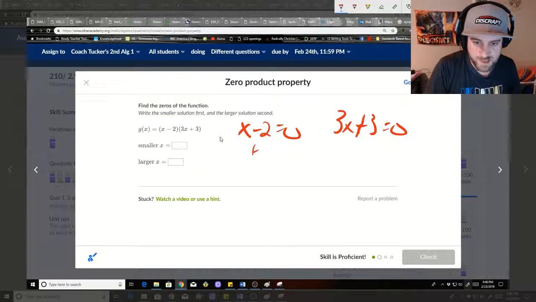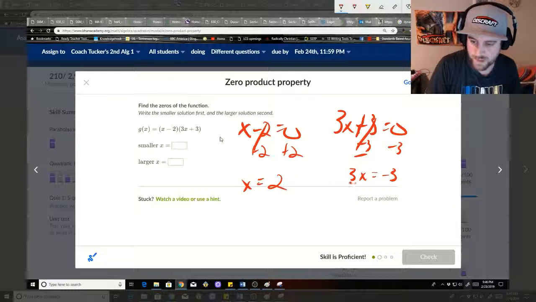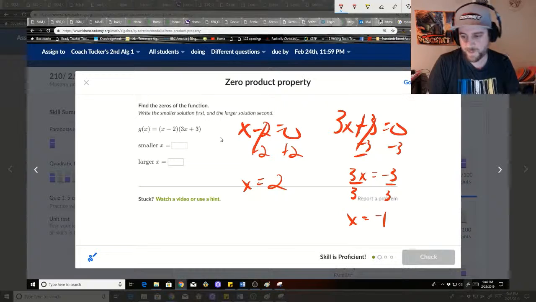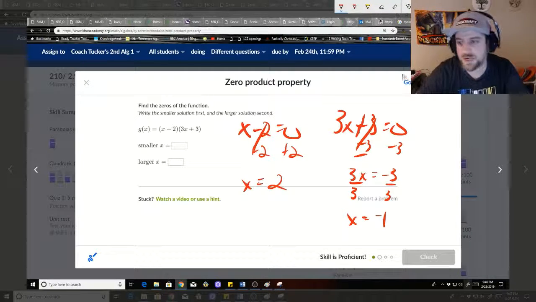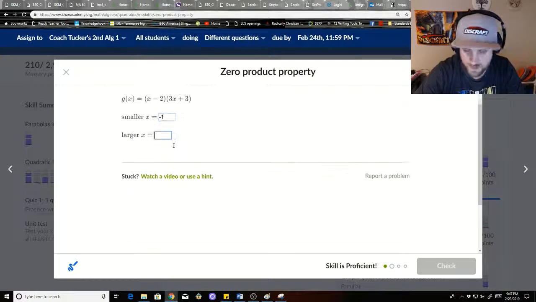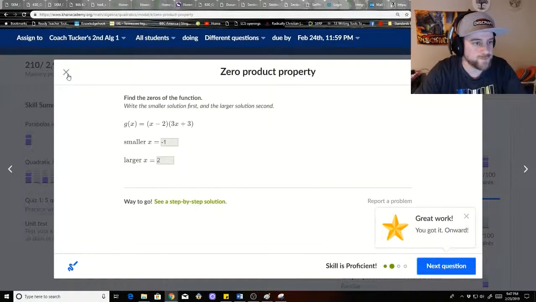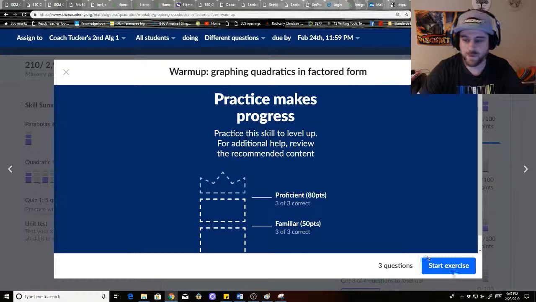So add 2 on each side here. So x equals 2, because those cancel. Subtract 3 on both sides over here. Those cancel, leaving 3x equals -3. Divide by 3 on both sides. So x equals -1. So we have our two answers, -1 and 2. Again, make sure you type it in correctly. So -1 is going to go first. So -1 and then 2. All right, and there we go. Let's move on to the next one. And again, you can pause this video if you need to move a little slower.